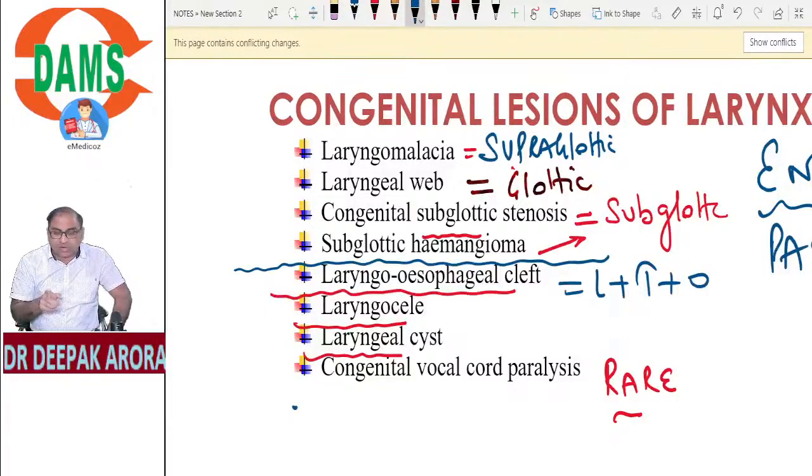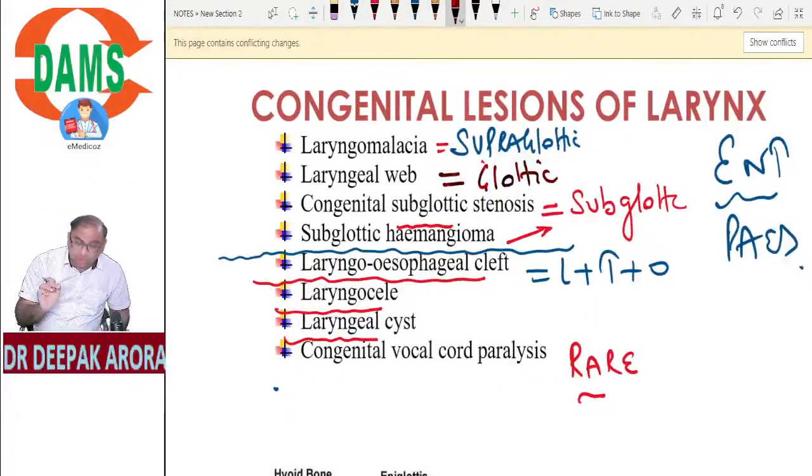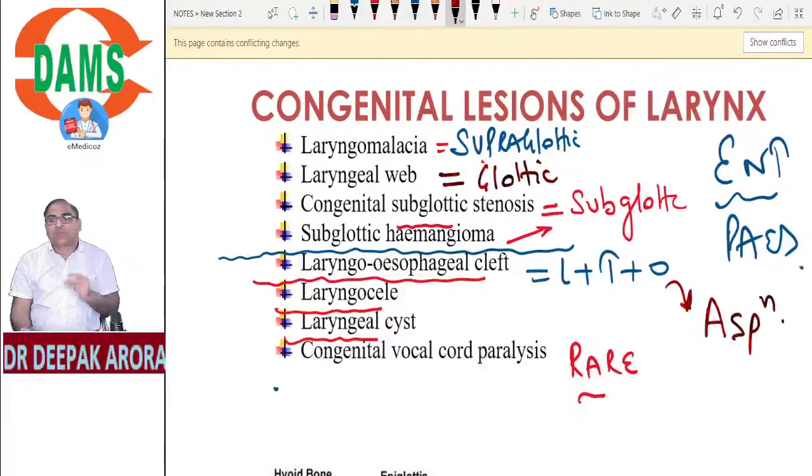I'm repeating again and again. Revise with me. Supraglottic: laryngomalacia. Glottic: web. Subglottic areas are two conditions: one is stenosis, one is hemangioma. Now coming to the rare condition, laryngotracheoesophageal cleft. Larynx plus trachea plus esophagus is involved. Here is my smart student. What does my smart student say? Sir, larynx involved, trachea involved, esophagus involved. Sir, can I make a formula? This patient must be having aspiration. Absolutely yes. What will be the prominent symptom of laryngotracheoesophageal cleft? One smart student says, sir, the esophagus and trachea are involved. It means there is aspiration. I hope you are getting my point.